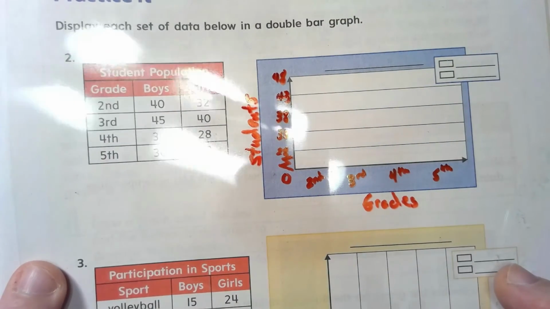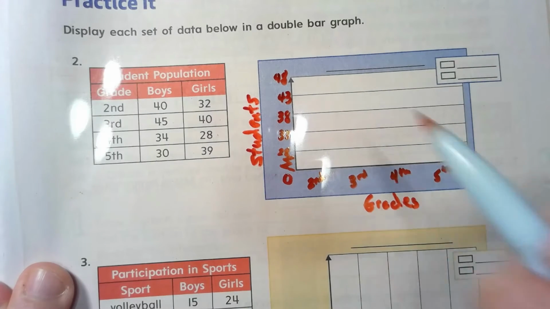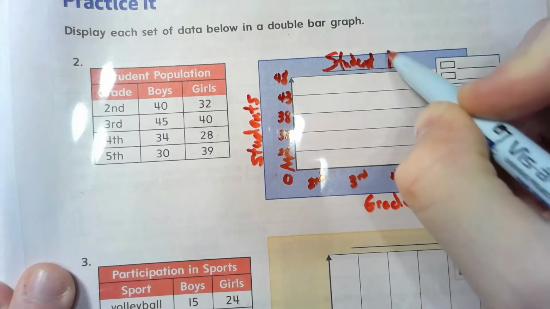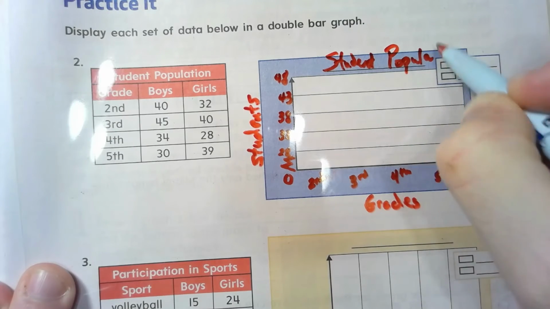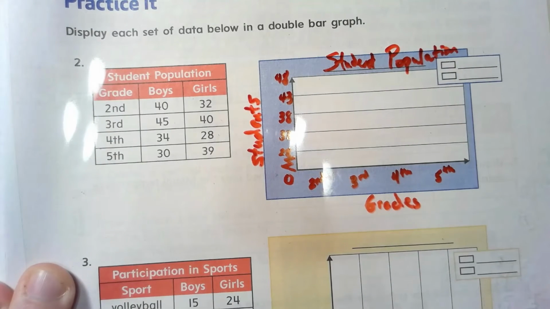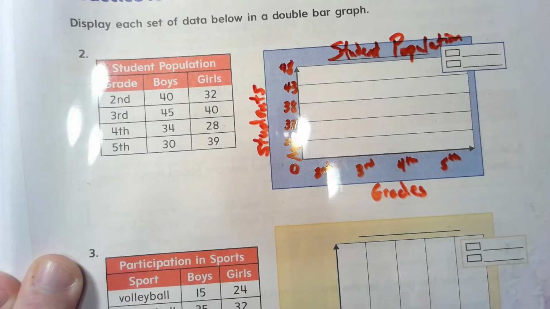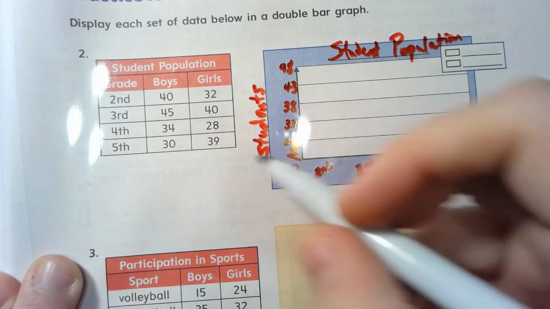So once we've set up the scale of our graph, now we need to put our title, which is going to be student population. And we'll need to create a key whenever we decide what colors we're going to use for our graph. Now I'm going to go ahead and start graphing my data, and I'm going to start with the boys. And the boys I'm going to make be purple here.